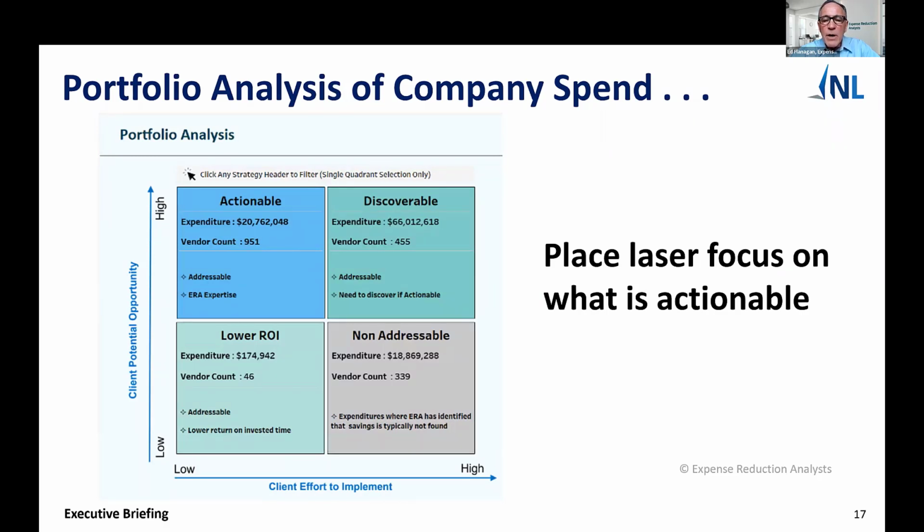And then we've got a couple categories that have lower return on investment. And these are categories that take a lot of time and they don't have big savings. There's minimal savings opportunities in those areas. And then the other quadrant is non-addressable. And these are payments that we can't help. And it's things like payments to the taxing authorities and a lot of intercompany payments. Okay, so you share with prospective clients the breakdown of the buckets: actionable, discoverable, lower ROI, and non-addressable. And so there's a path here in terms of where they might go next.